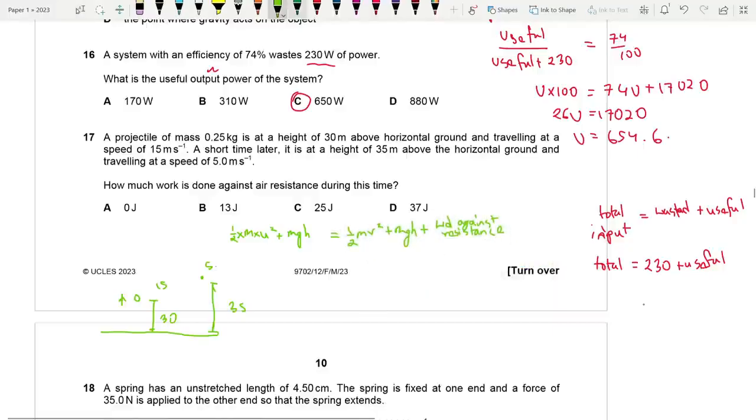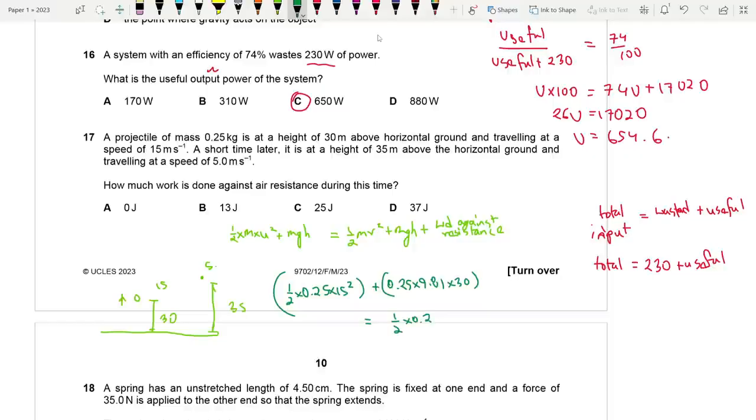Let's do it. So initial KE, half into 0.25 into 15 squared, plus mgh, 0.25 into 9.81 into 30, is equal to half into 0.25 into 5 squared, final KE, plus some mgh, 0.25 into 9.81 into the height of 35, plus the work done against resistance. I want to find that out.